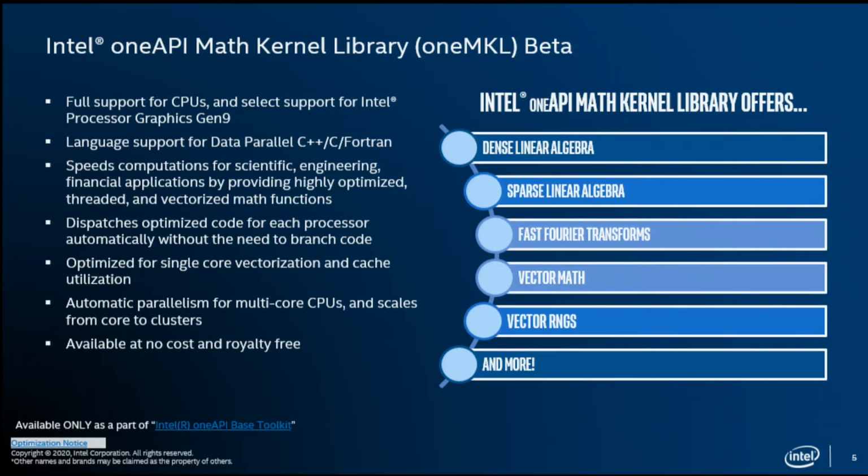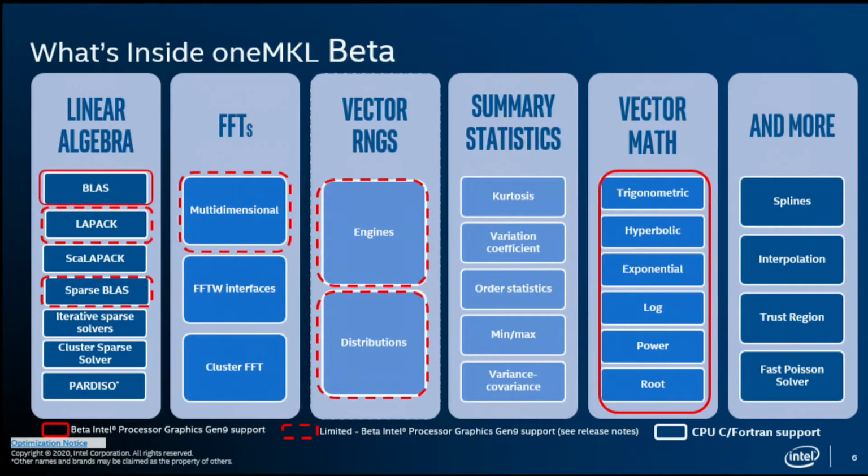So we can take a look in a little more detail at the different domains and their support for the Intel Processor Graphics Gen 9. You can see that everything in a white box has C and Fortran support on CPUs.